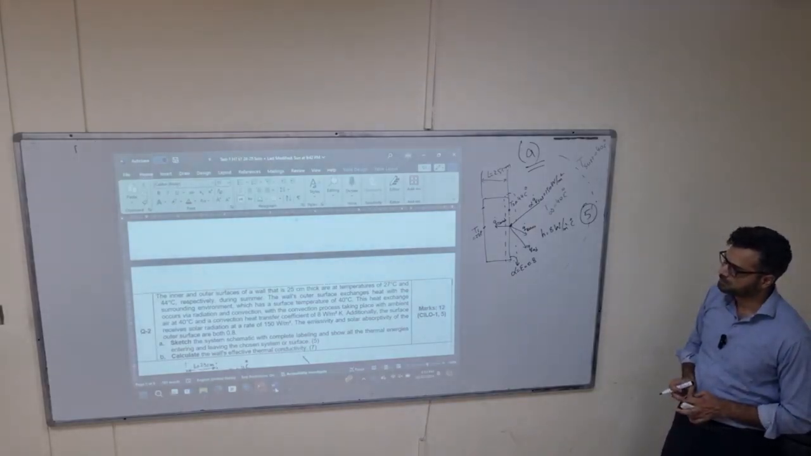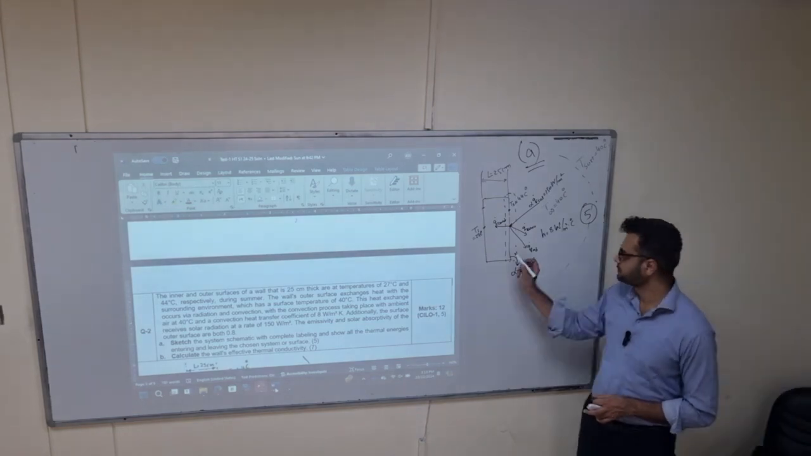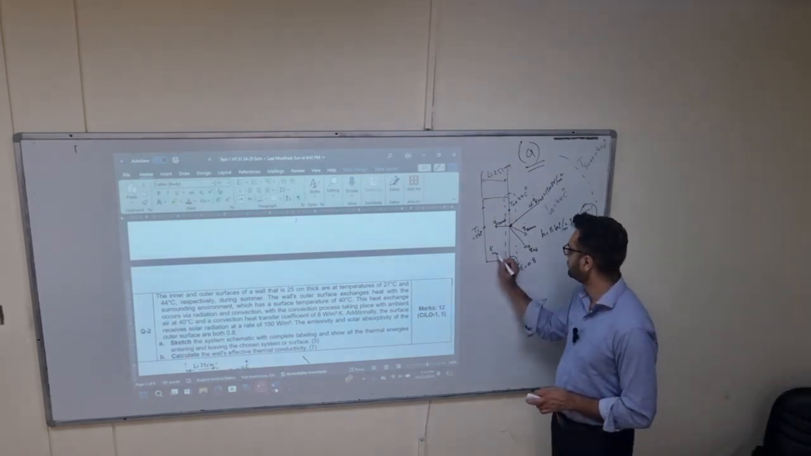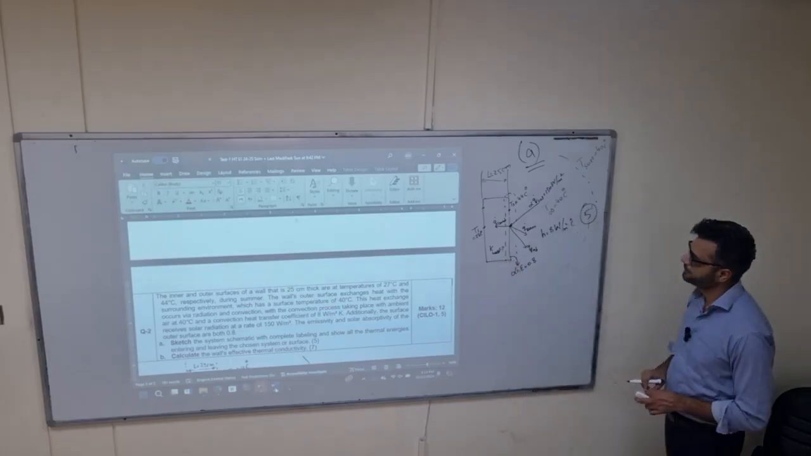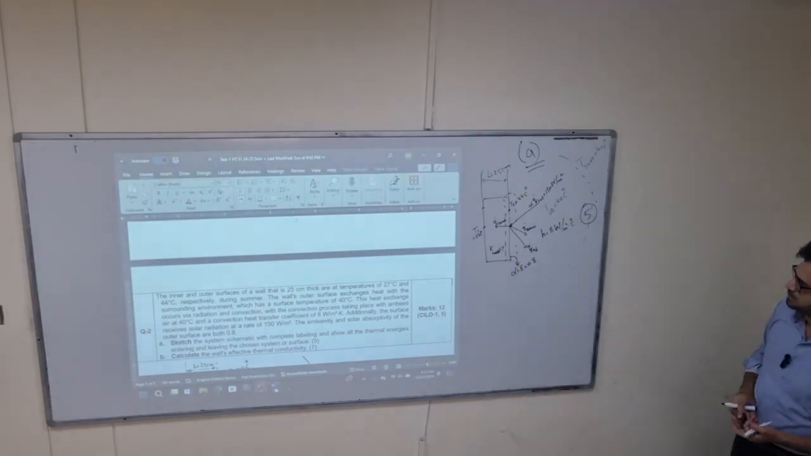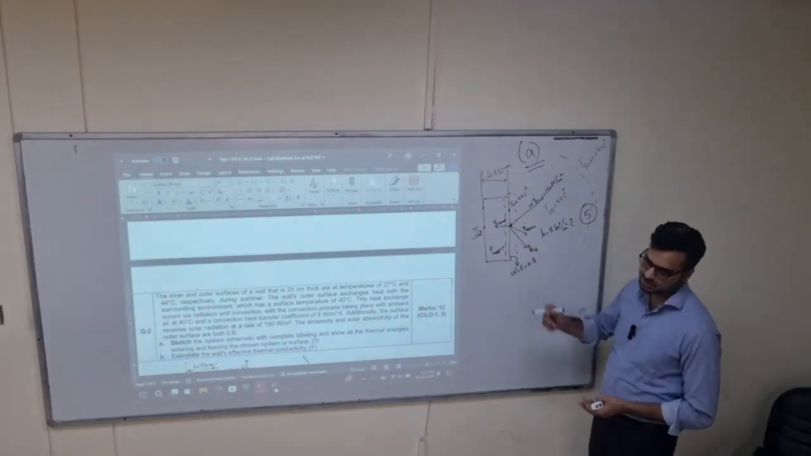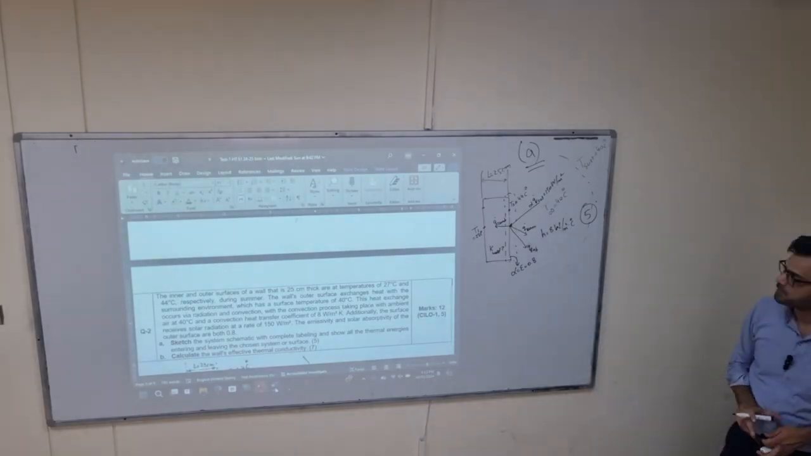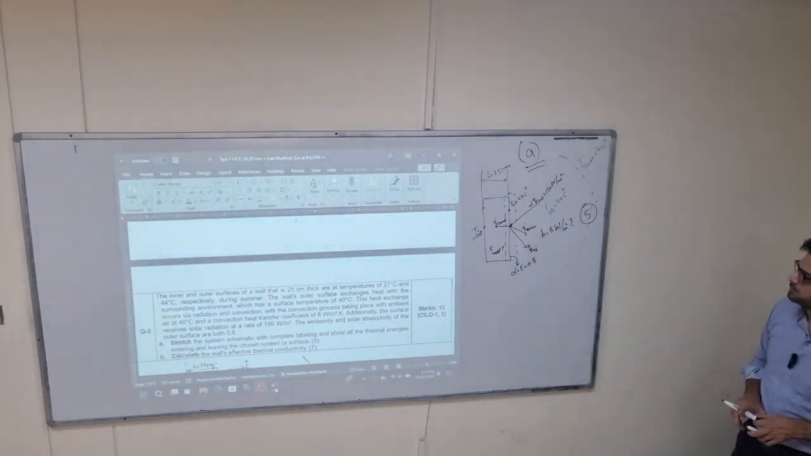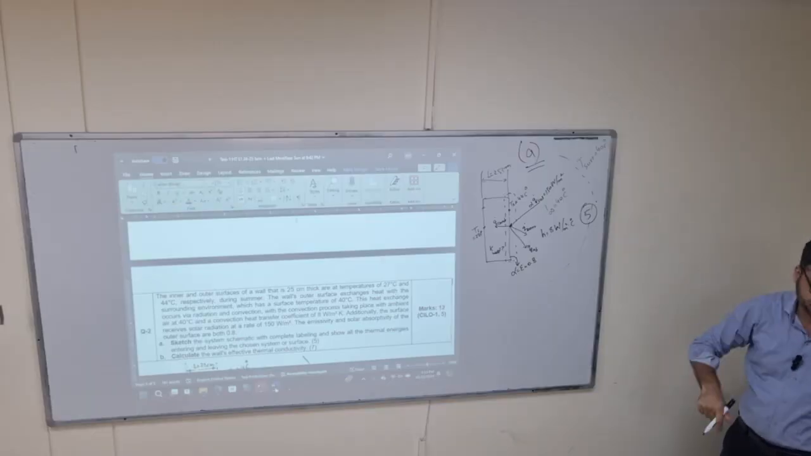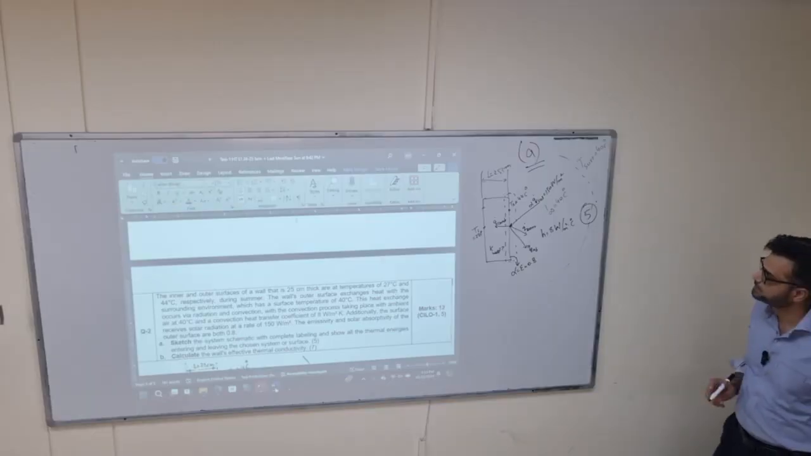Part B, calculate the wall's effective thermal conductivity. K of wall we have to calculate. For that we need to know how much Q is conducted. So for that we have to write the energy balance on our surface. What is that surface?